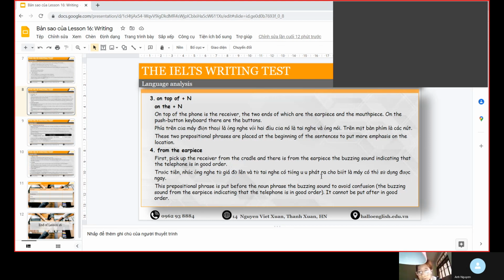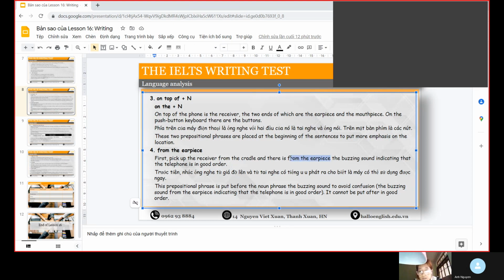As I already explained, we will put this type of prepositional phrase before our main objective.